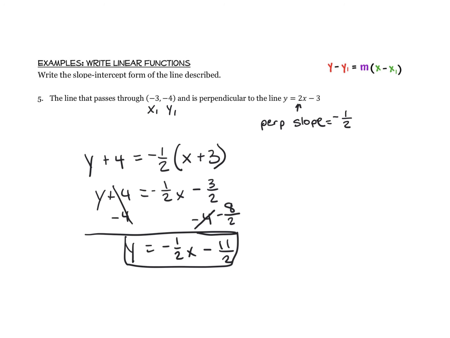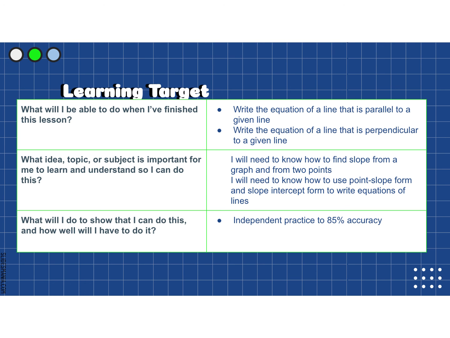And that concludes the examples for this lesson. So after watching this lesson, you should now know how to write the equation of a line that is parallel to a given line and how to write the equation of a line that is perpendicular to a given line. And hopefully you now know how to identify slopes that are parallel, slopes that are perpendicular, or slopes that are neither.